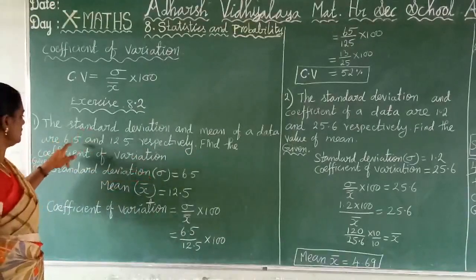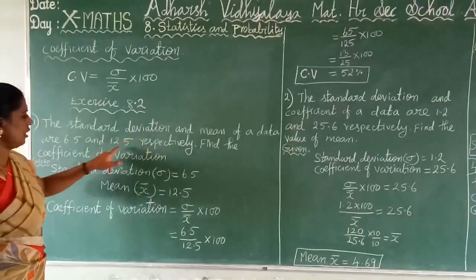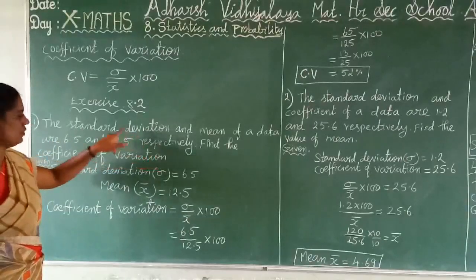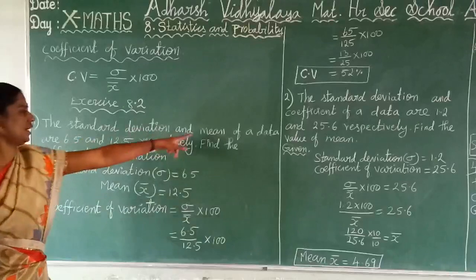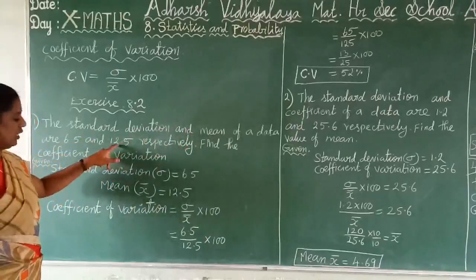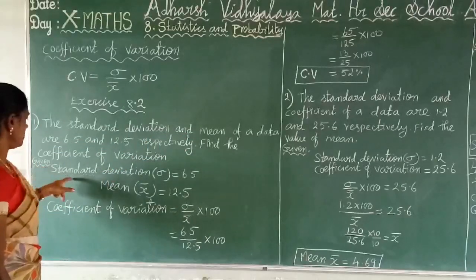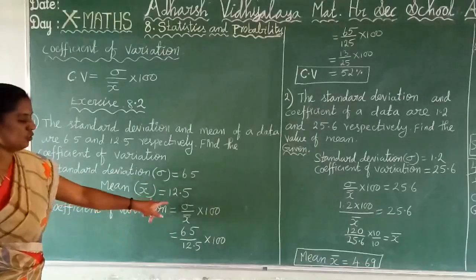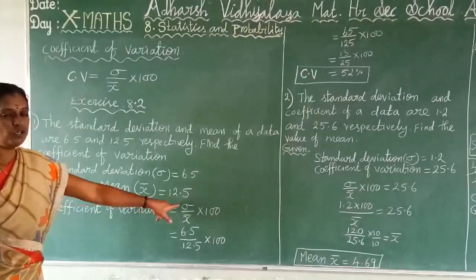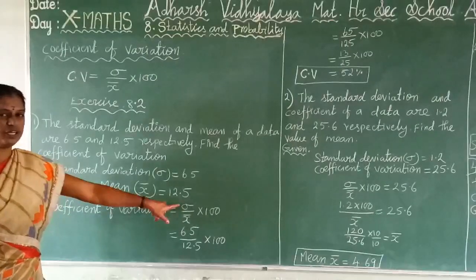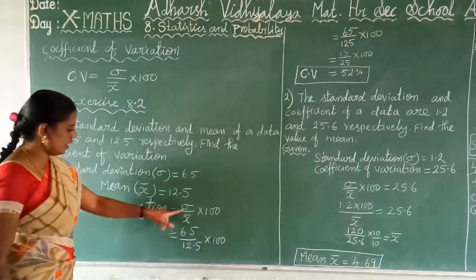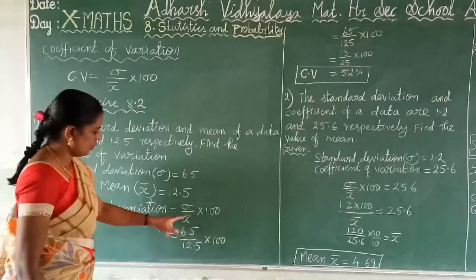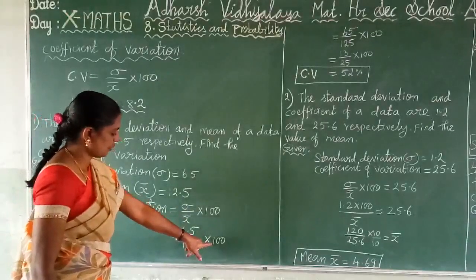Here standard deviation 6.5 and mean 12.5 are given respectively. So the first value we take for the first one, the second for the second. Clear? So write the given. Standard deviation sigma is equal to 6.5 and mean x bar is equal to 12.5. What is the coefficient of variation? Sigma by x bar into 100. Apply the values: sigma 6.5 by x bar 12.5 into 100.